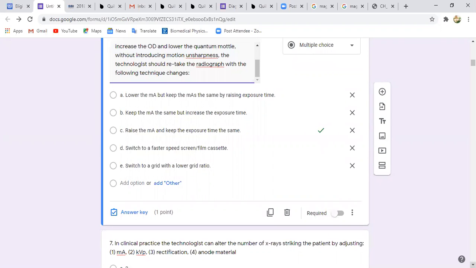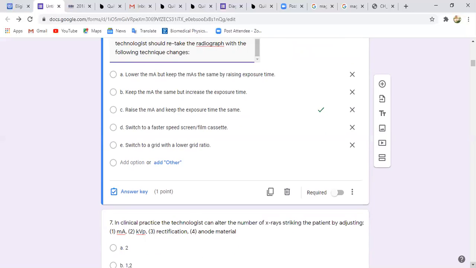And at times, if we want to avoid increasing the exposure time, using the larger focus can also help to an extent, maybe changing from 0.1 to 0.3. It can actually help in reducing motion and sharpness problems, especially when dealing with very fat patients. Just use the bigger focus so that we don't have any issues with OD.